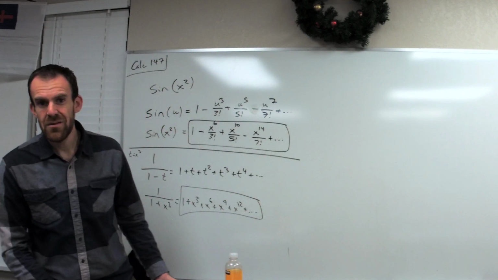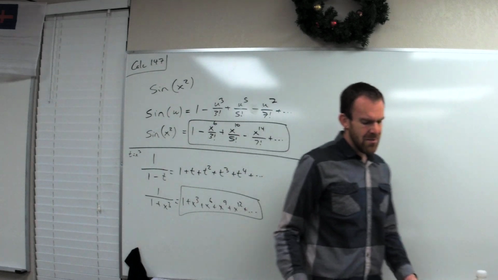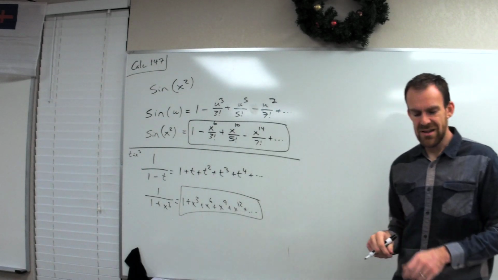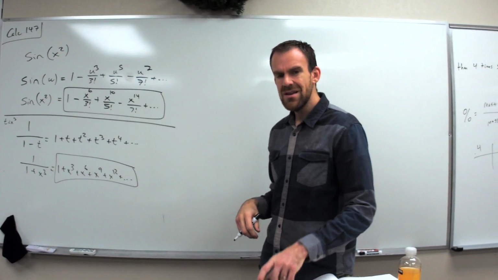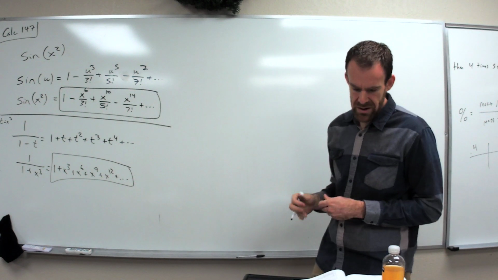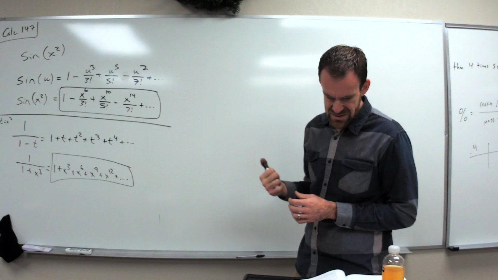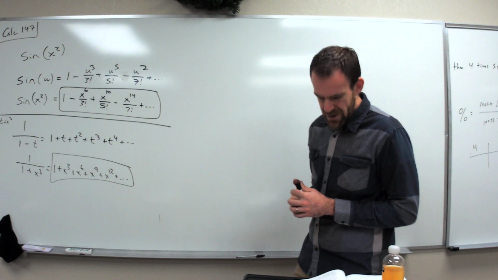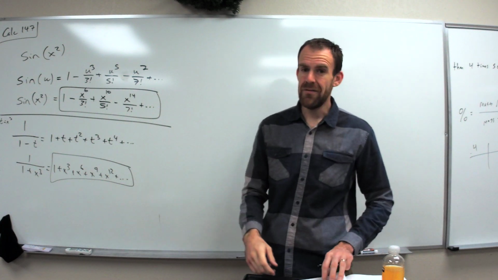So we can find more complicated power series by starting with the basics that we already know, the simple ones, and then just plugging in, rather than redoing the whole Maclaurin polynomial sequence. So that, my friends, is problem set 147.